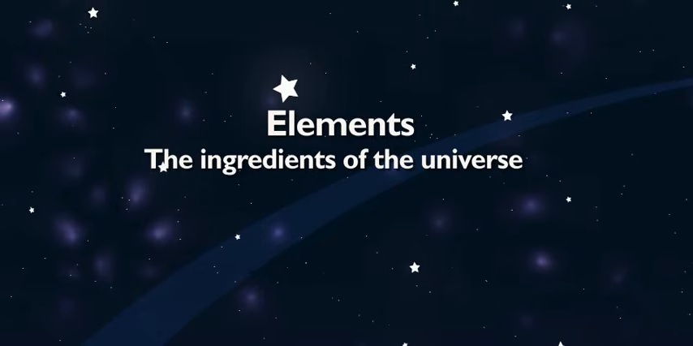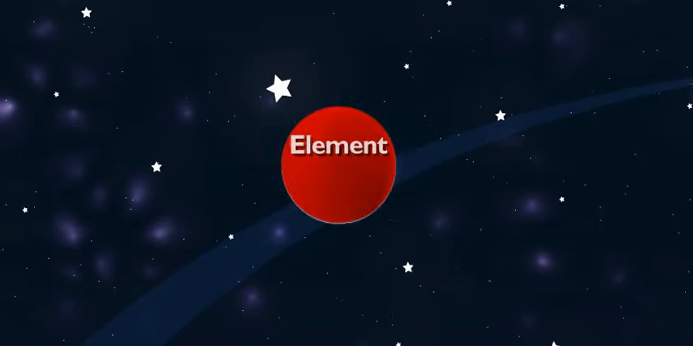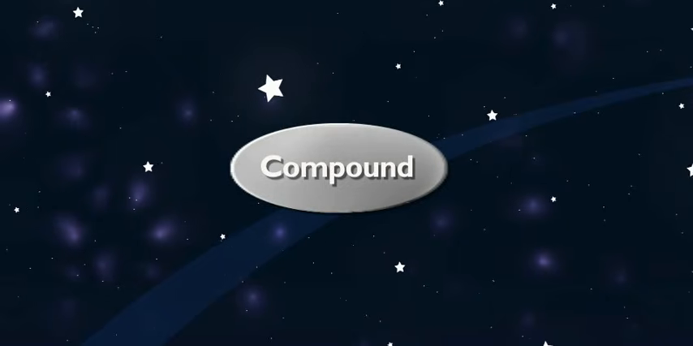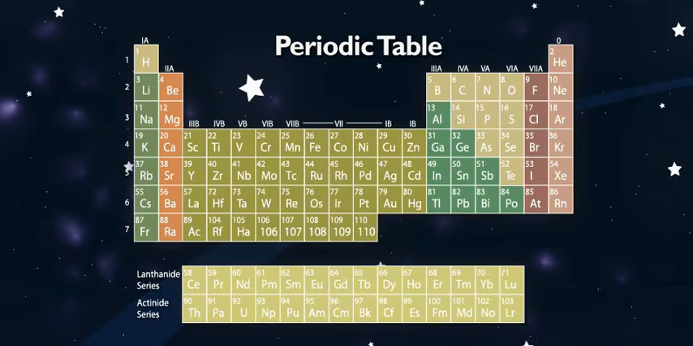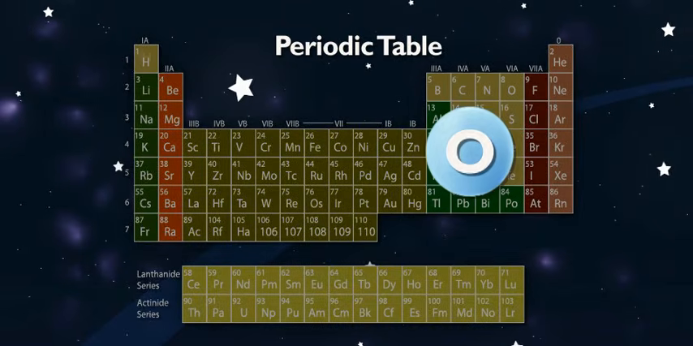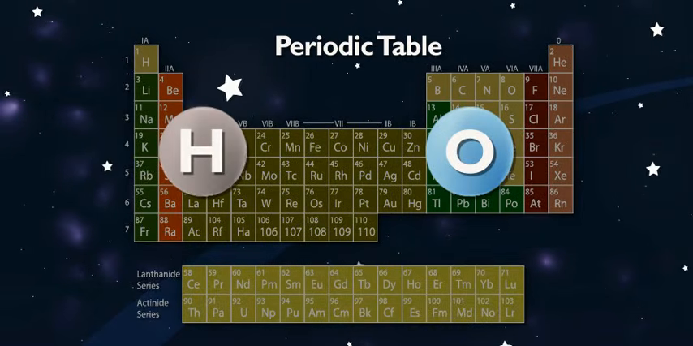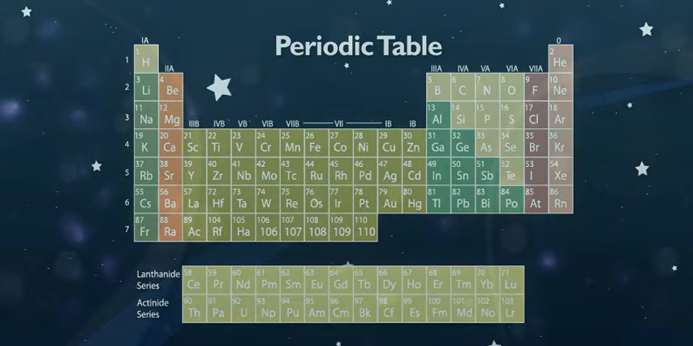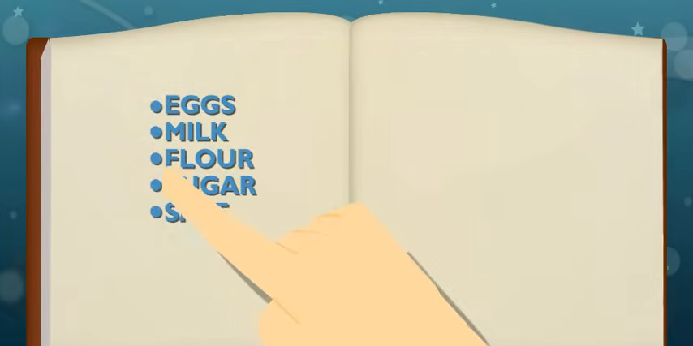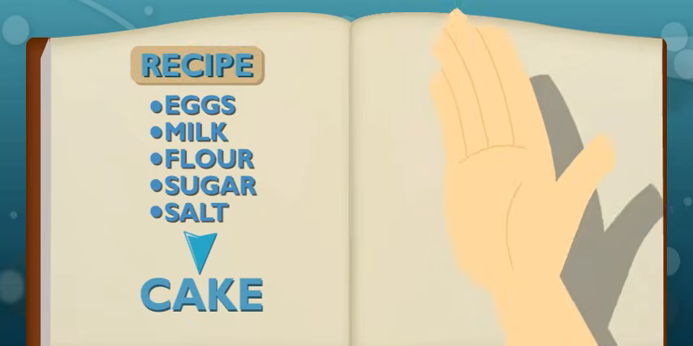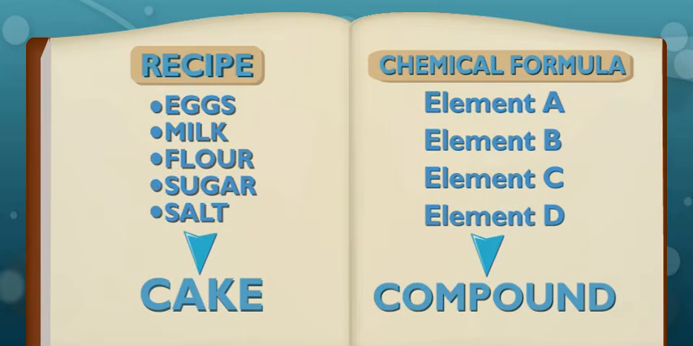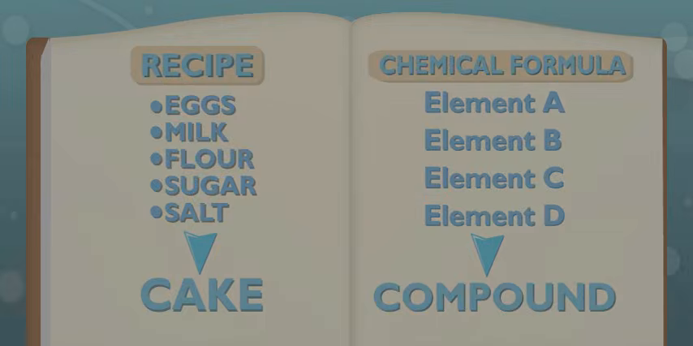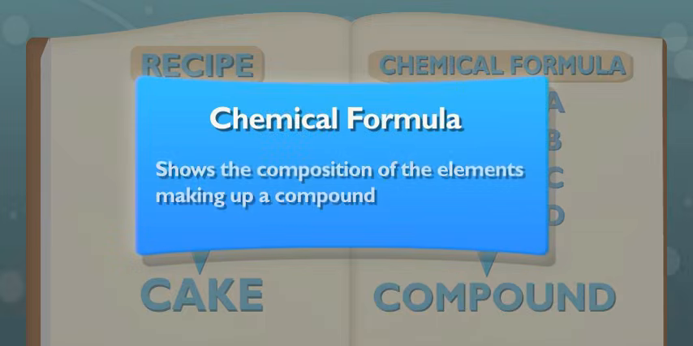Kinda, yeah. The universe combines elements to make compounds. There are 116 elements, and they're each listed on the periodic table. Every element has a symbol, too, like O for oxygen, or H for hydrogen. That's a lot of ingredients. I know. When we combine ingredients to make a cake, it's called a recipe. When elements combine to make a compound, it's called a chemical formula. That sounds a lot more serious. Not always. A chemical formula just shows the composition of the compound.